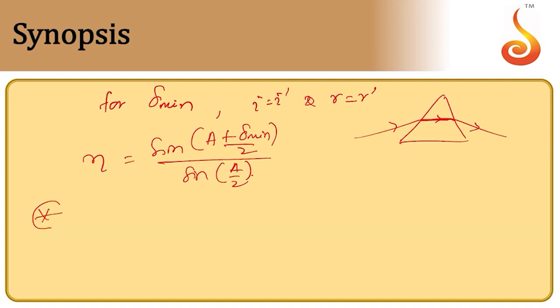If I consider such a thin prism, for a thin prism, deviation can straight away be written as delta is equal to n minus 1 into A. N minus 1 into A.